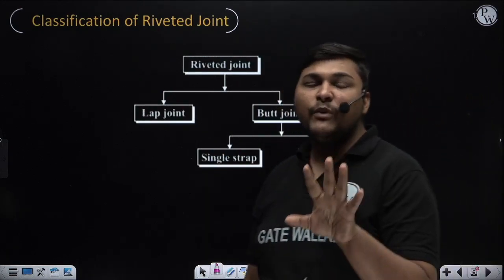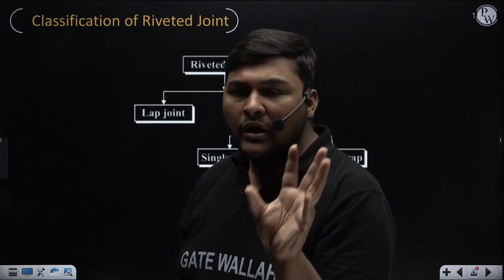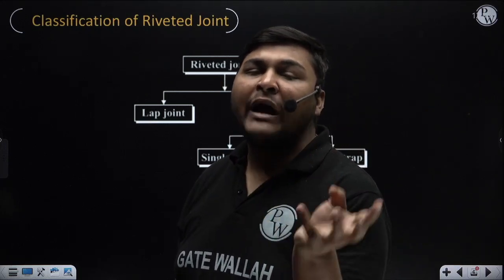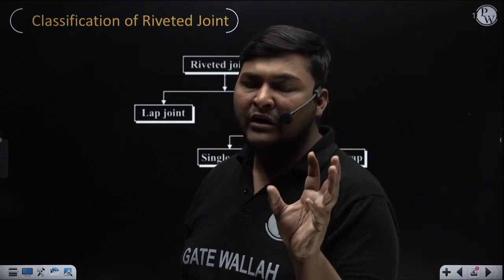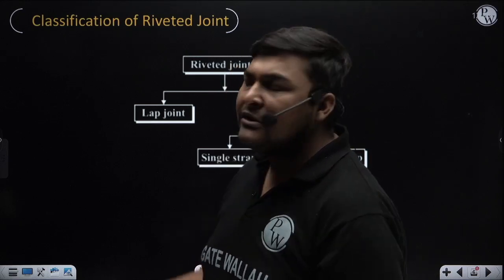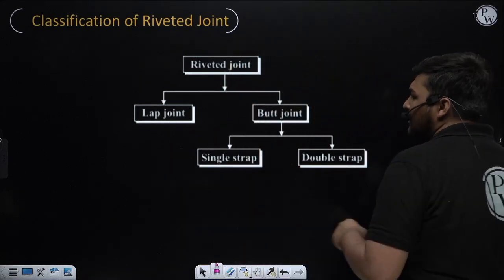What is butt joint? That I already explained to all of you in welded joint. When we make butt joint by using weld, that butt joint is known as butt weld. When we make butt joint by using rivets, that riveted joint will be known as butt riveted joint. That I will explain also in upcoming slides.